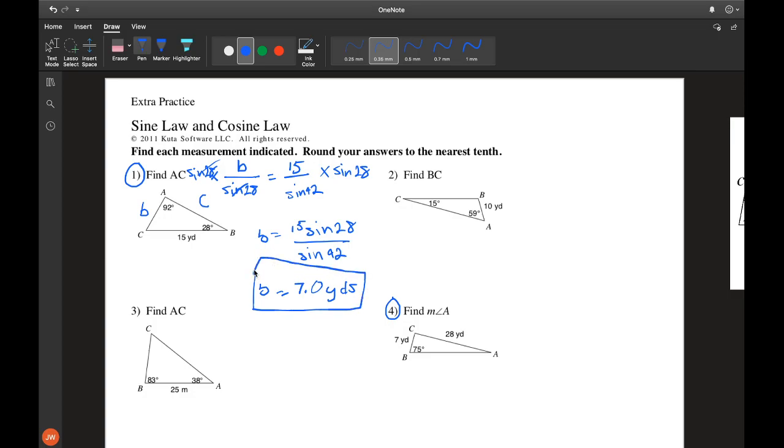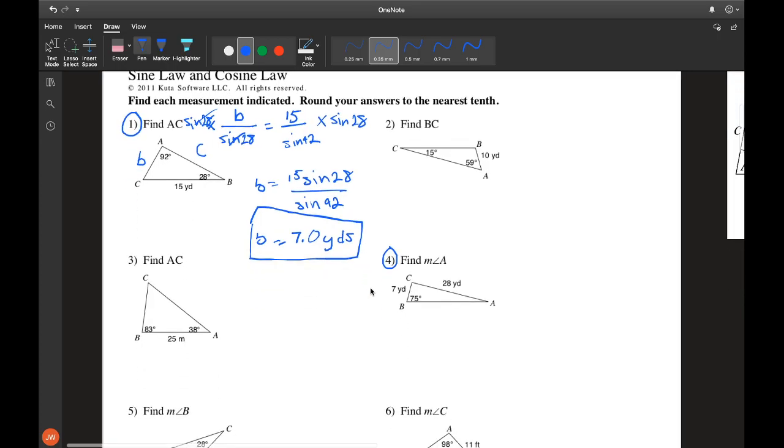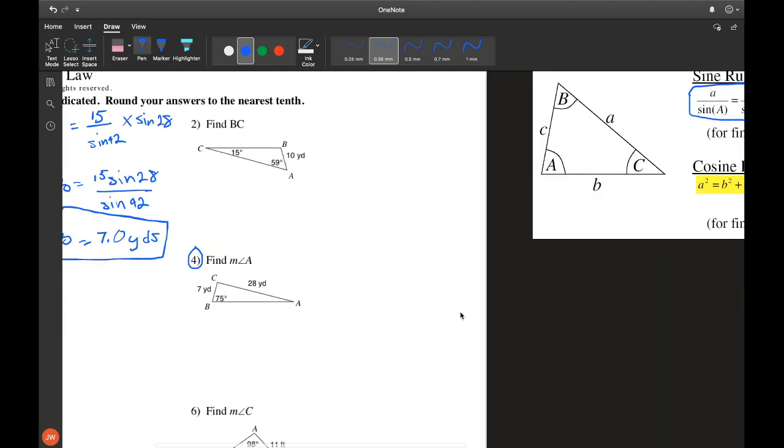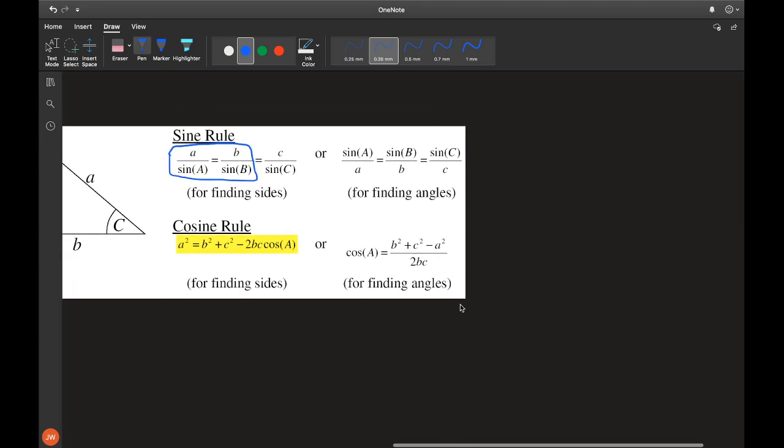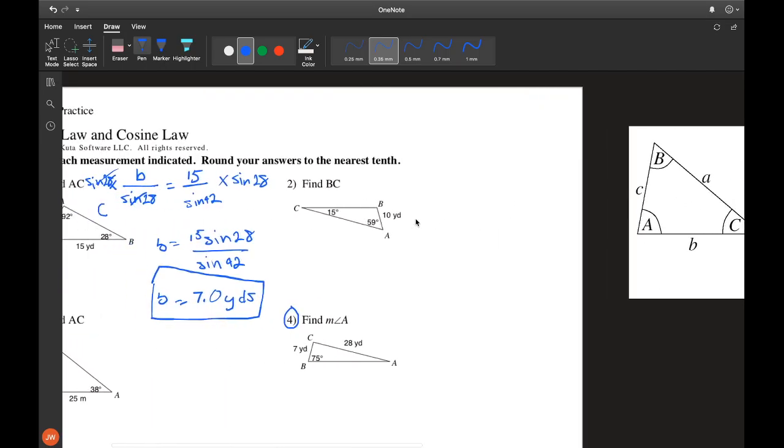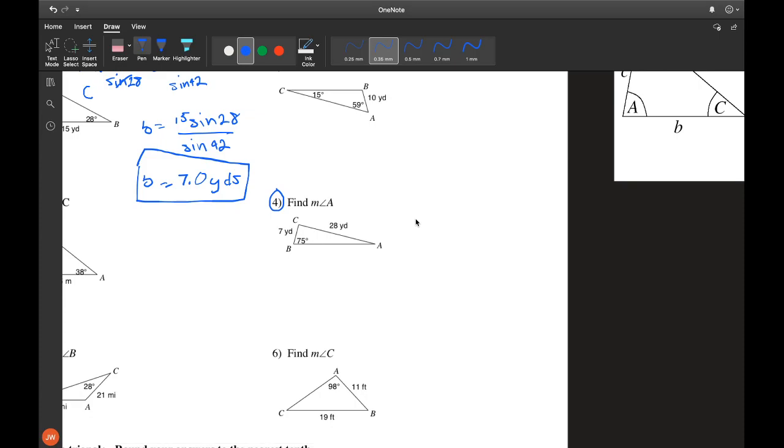Okay, so let's look at another example. So number 4, instead of finding a side, I'm finding an angle, and this is where this version of sine law is a little bit more useful. It will be less steps. So what am I looking for? I'm looking for angle A. That's what the question asked me. I want this angle right here.